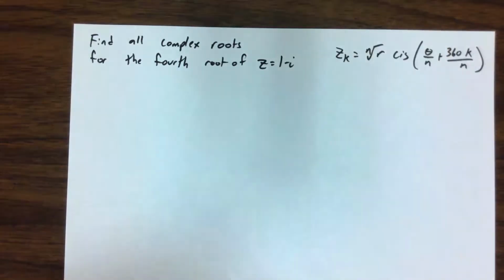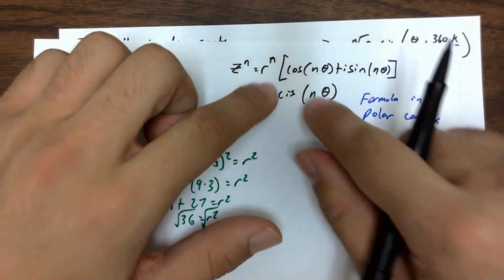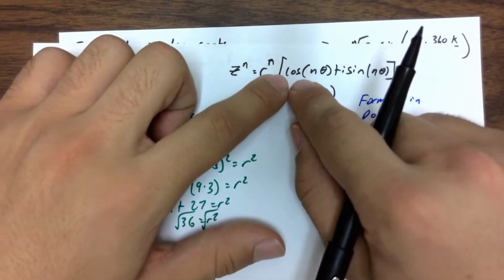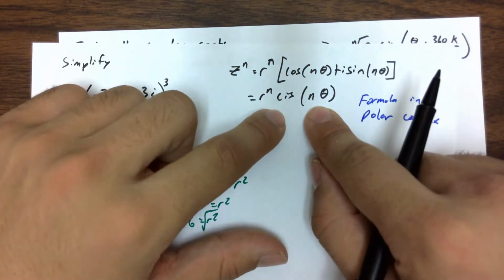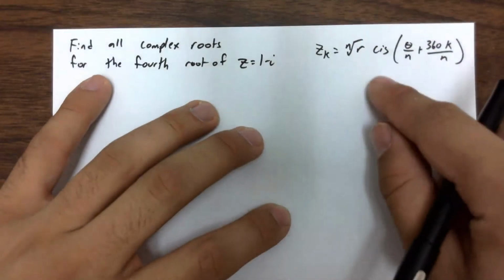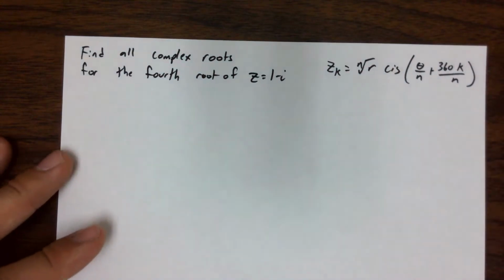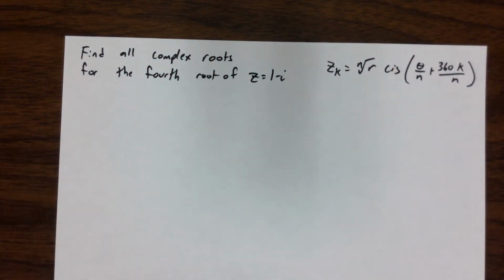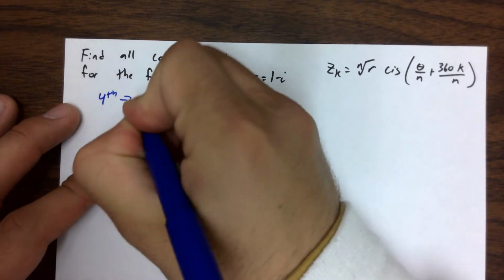If I go back to that last video, here's our formula. Same idea. It's r to the n of cosine of that part plus i sine of that part, which is written down as cis n times it. So it's the same idea. We're going to keep it in cis just because it's going to be a little bit easier. All right. So if I look here, my root, the fourth root, means n equals 4.